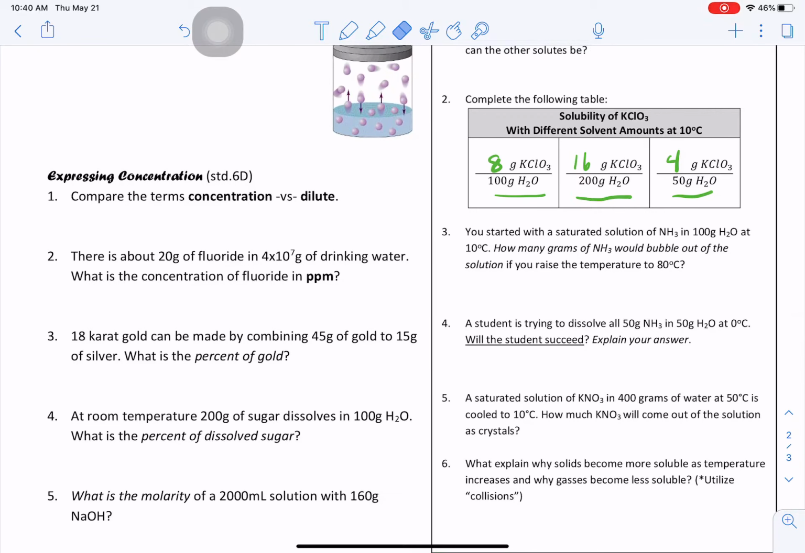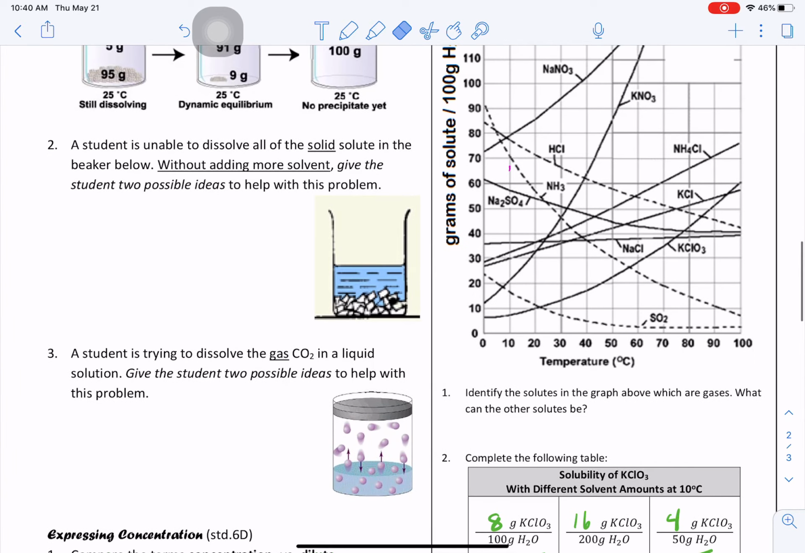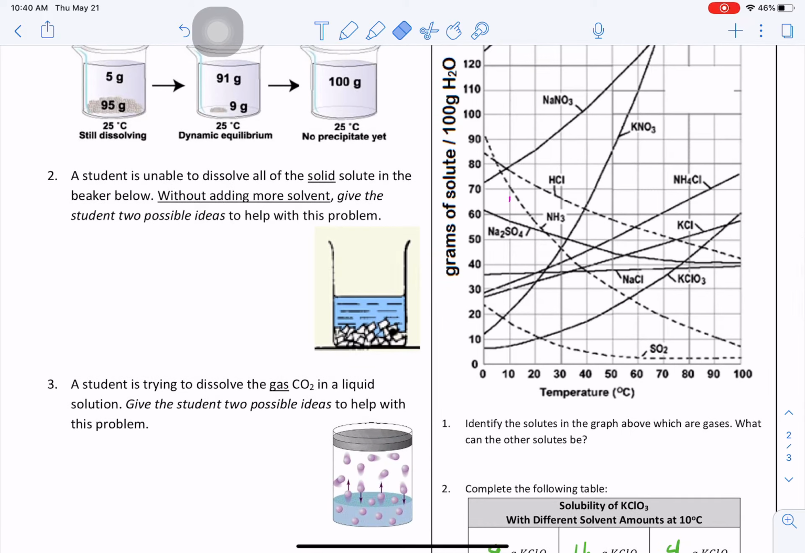All right, let's move to number 3. It tells you we started with a saturated solution of NH3 and 100 grams of water at 10 degrees Celsius. How many grams of NH3 would bubble out of the solution if you raise the temperature to 80 degrees Celsius? All right, so let's identify NH3. So it's right here. Let's do it in pink.